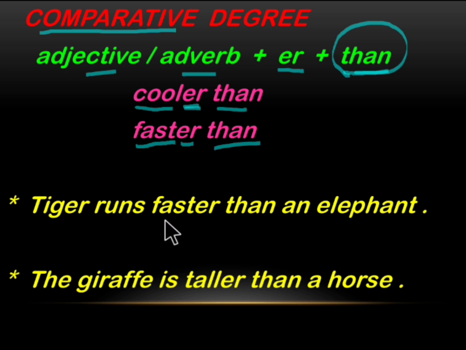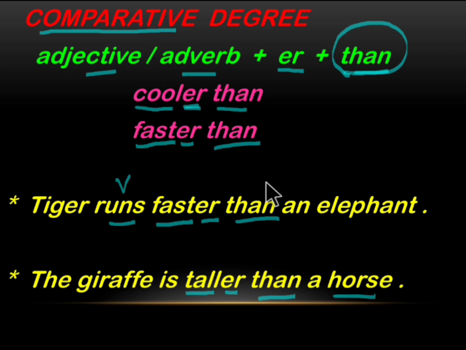So tiger runs, this fast is an adverb because it is describing the verb. Runs is the verb. So the fast is describing the verb, so it is an adverb. So we have added er, then than as per the rule, and elephant. So after than we get some noun or pronoun. Next, the giraffe is taller than a horse. So the giraffe is taller. Tall is an adjective, so we add er. Then as per the rule of the comparative degree, we use than. Then what? A horse. So we bring a noun here again.